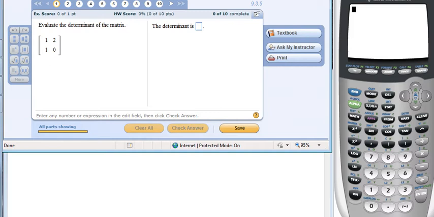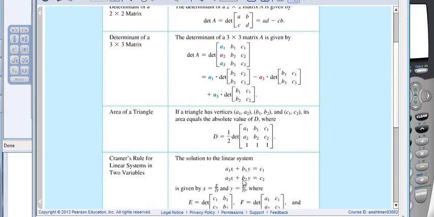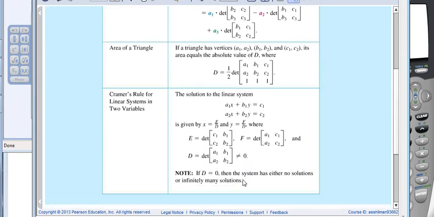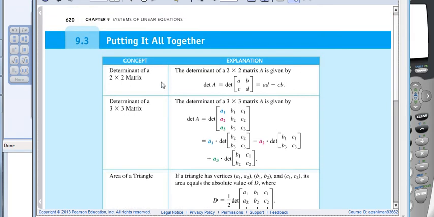And what I've done here too is, I'm on page 620 in the book. I just clicked on the textbook. And at the end of the section here, 9.3, it's got just a great summary, and it's got all of the formulas that you will need. So I'm going to keep going back and forth to this to see what we've got going on here. So you've got the concept and you've got the explanation. You can just put the page number in here if you want, or you can click over to page 620.